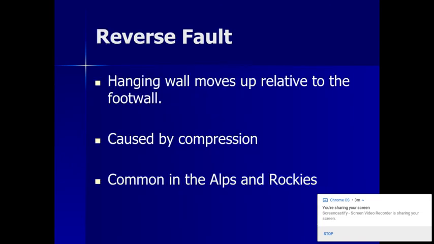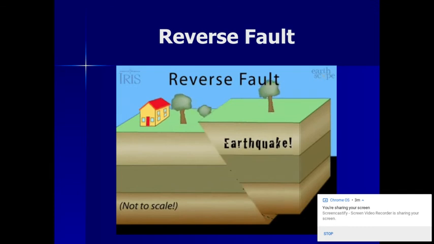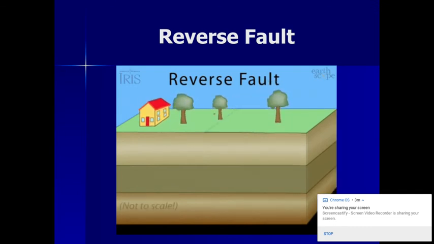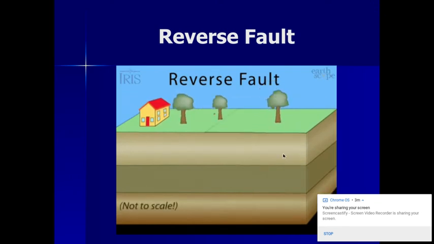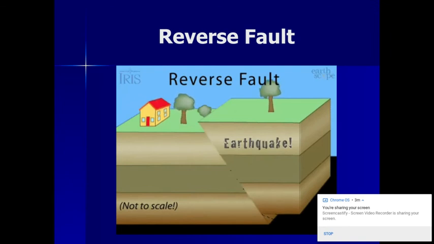Reverse faults are a little bit different because instead of moving down, your hanging block's going to move up relative to the footwall, and this is caused by compression. So what type of plate boundaries do we have where compression is going on, where we have two things coming together? That would be your convergent boundaries. So when plates are pushing together, we have compression, and this would be common in the Alps and the Rockies. So if we look here at this little video clip, it shows you how the hanging block, which is on the right-hand side, is moving up relative to the footwall.